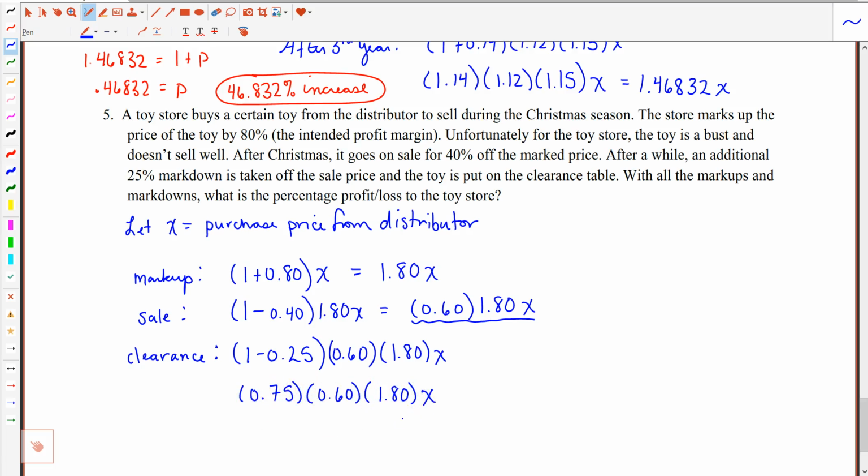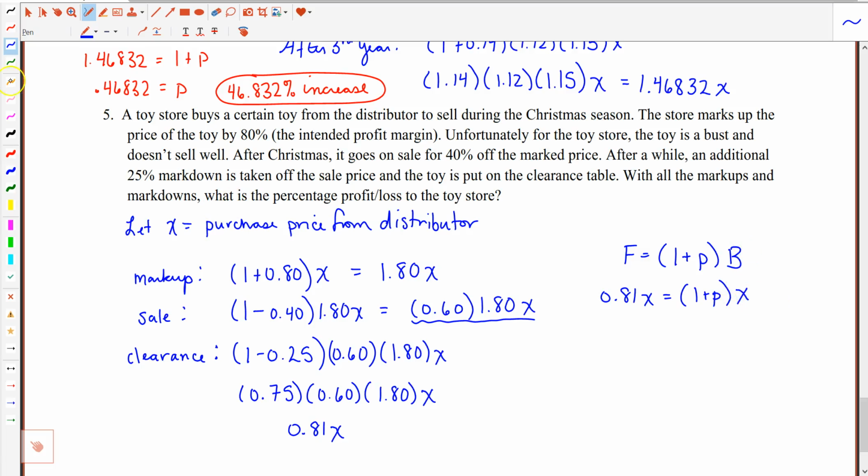Now that we're done doing all of our markups and markdowns, let's go ahead and multiply that out. If we multiply this, we get 0.81x. Coming back to our percent change formula, F equals 1 plus P times B, we just found that the final price of this toy is 0.81x. So 0.81x equals 1 plus P times B, where B, the original price, was represented by the variable x.